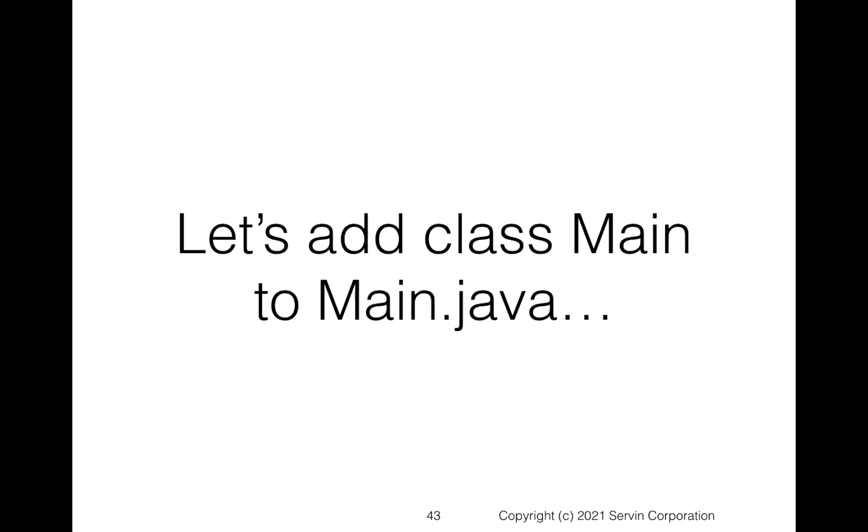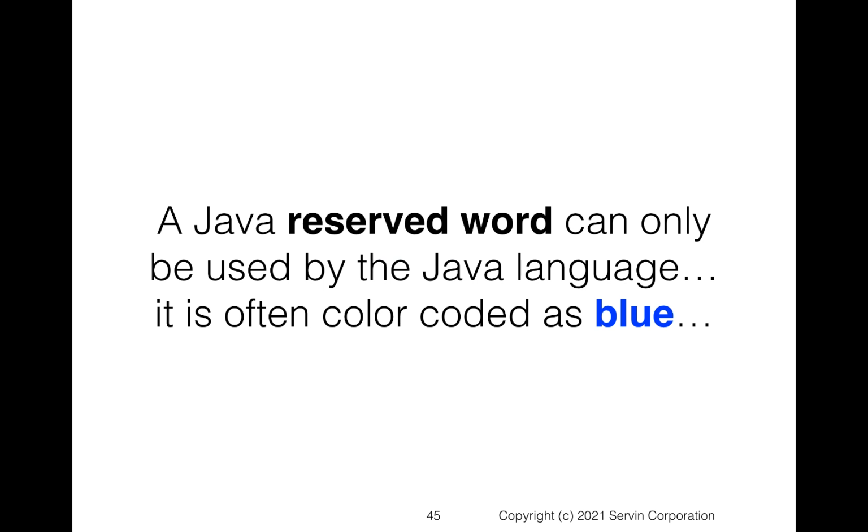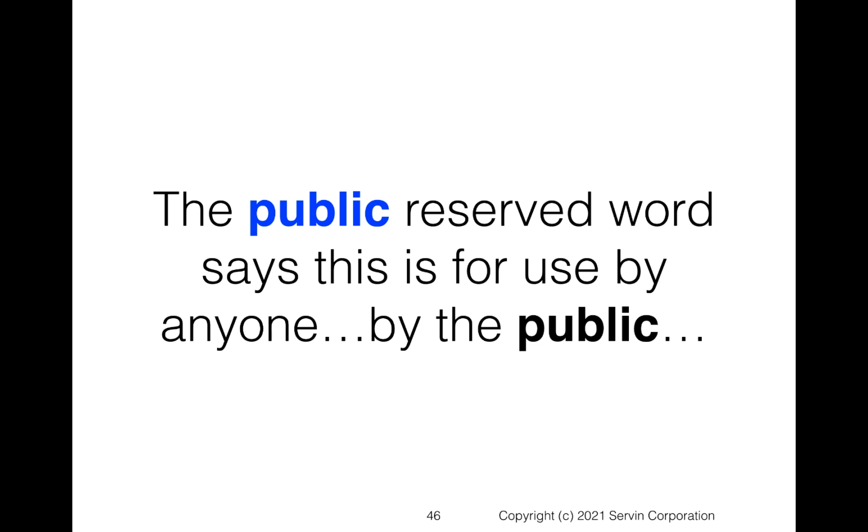So let's do that. Let's add a class main to our main.java. Again, make sure you're following along. Start with the Java reserved word public. This Java reserved word can only be used by the Java language, and it's often color-coded in blue depending on your development environment. The public reserved word says this is for use by anyone. That is, it's public, so anyone will be able to get access to this.